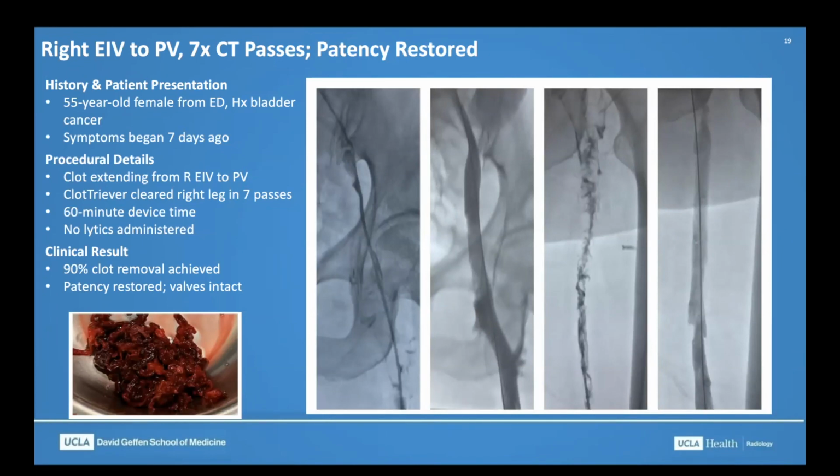A lot of it depends on what's the access, what is the operator experience, whether or not the patient can receive TPA on the table. And then the goal is to remove as much clot as possible and to create flow from your, if not all the way from your calf veins to your pelvic veins, then at least from the femoral vein or the profunda vein into your pelvic veins, and the patient will do okay.